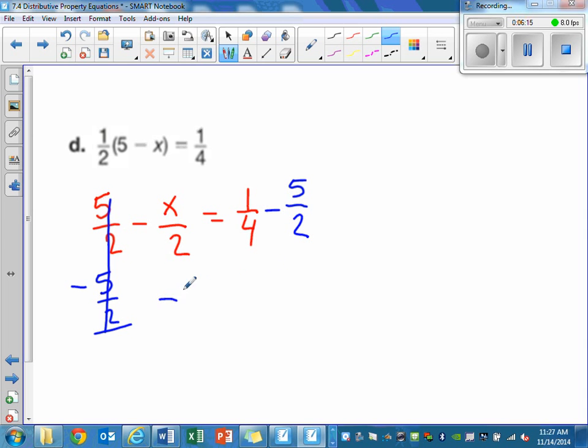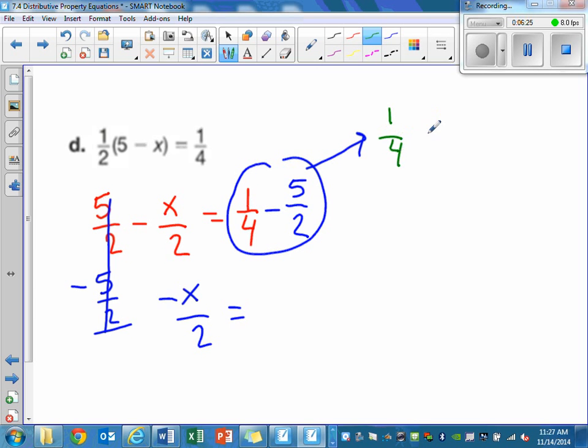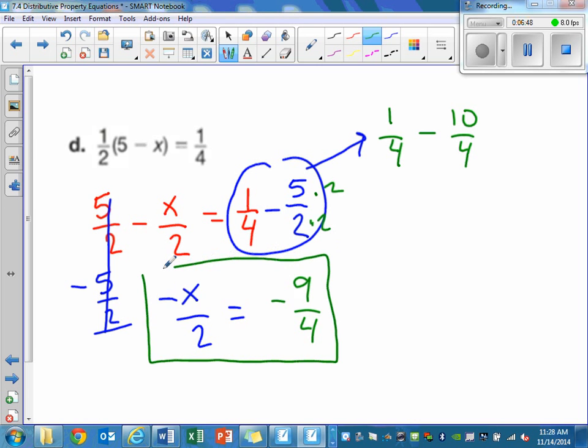Okay, so you have negative x over 2 equals, I'm going to do this up here to the side. You have to have a common denominator. This stays 1/4. You multiply this by 2, by 2, so 10 over 4. Okay, this is going to equal negative 9 over 4. I've kind of squished everything together here. This is the new equation that we're working with.